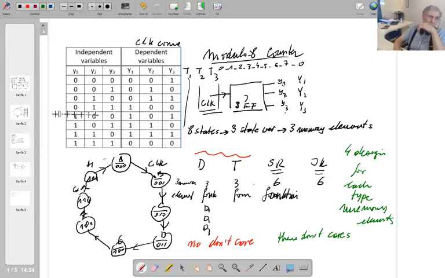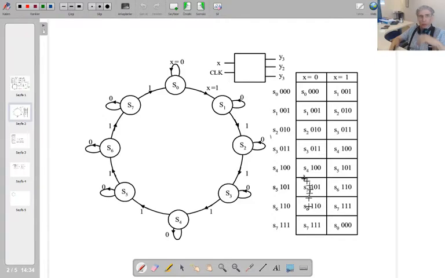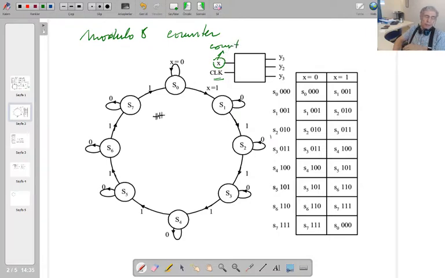Now, when you come to the next modulo 8, this is another modulo 8 counter, a bit different from the previous one. In the previous one we were counting the clock pulses. In here, since it is a synchronous sequential circuit, there is a central clock. This clock is the same as the previous one. But what we are counting here is not the clock pulse, but the pulses which come to the X input. So we are counting X input pulses. As soon as a pulse comes in, the next state is increased by 1.